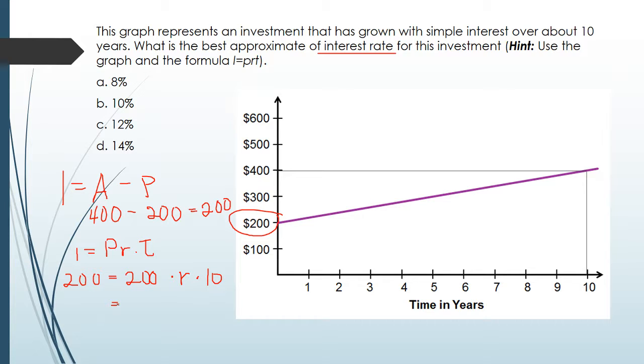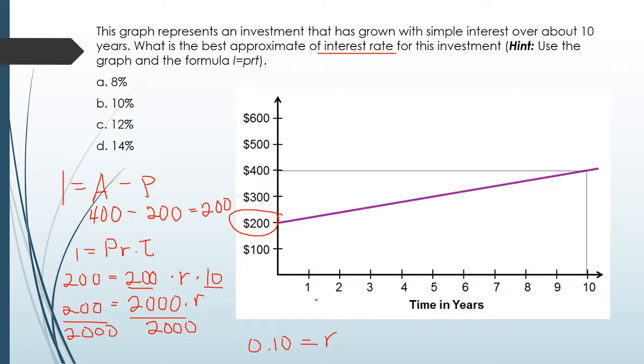We need to solve for R. So the first thing we need to do is multiply the 200 and the 10 together. 200 times 10 is 2,000. So we have 2,000 times R, and then the left side is 200. To solve for R, we need to divide both sides by 2,000. If you type that into a calculator, you should get 0.10 equals R.